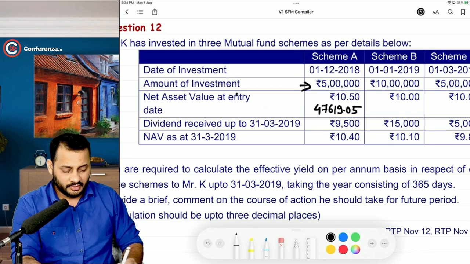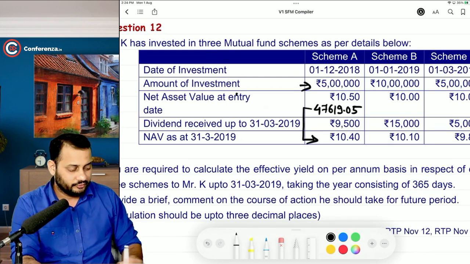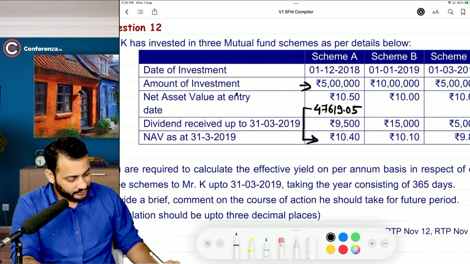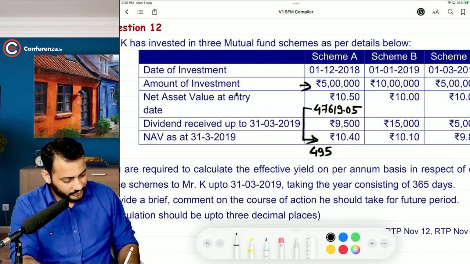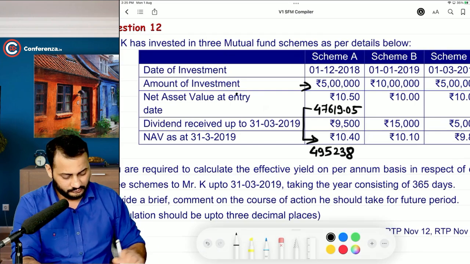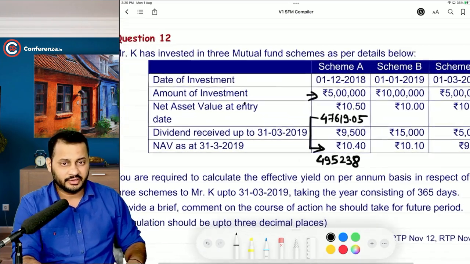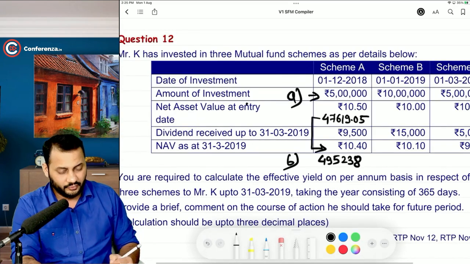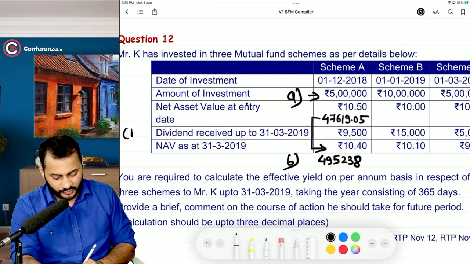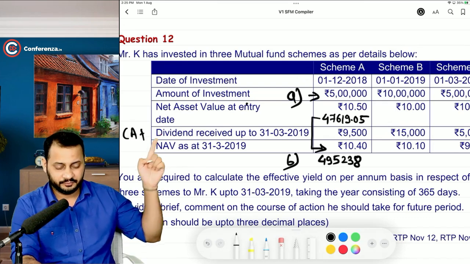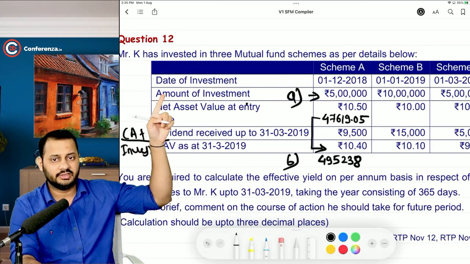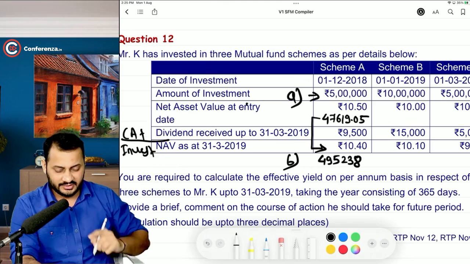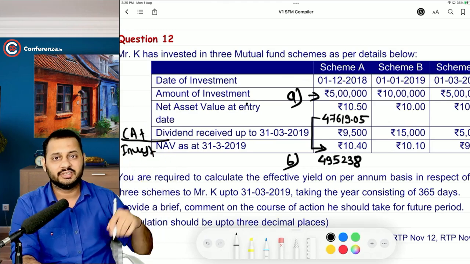5 lakh divided by 10.50 gives the number of units that we have purchased, 47619.05. Now when I multiply this with the 10.40 closing NAV, I will get the closing value, that comes to 495238. Okay, when you calculate the difference between A and B, you will get the capital appreciation. You add that capital appreciation to the dividend, then divide the capital appreciation plus dividend by the investment that you made at the first instance, that is the amount of investment. This entire return will become the return for the days you have held those units.